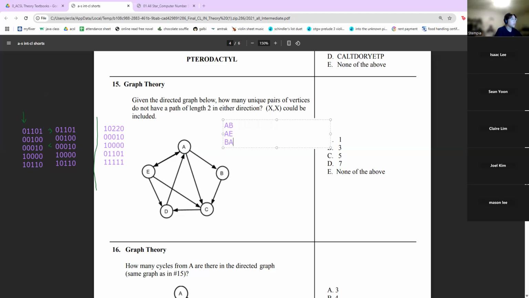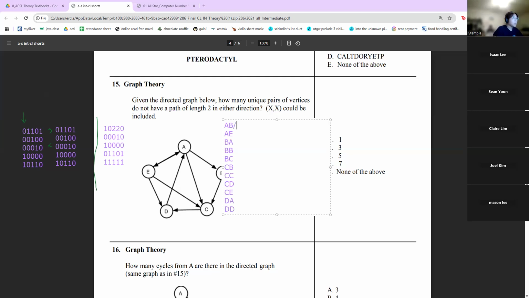Second row, B to A, B to B, B to C. Third row, C to B, C to C, C to D, C to E. Fourth row is going to be D to A, and then D to D. And then E has a path of 2 in every single direction, so we're not concerned with that. Now, out of this list, we then need to narrow it down to pairs of vertices. Pairs of vertices indicate paths where it goes in either direction. So we're talking about things like AB and BA or AE and EA and things like that. And this also includes our paths that start and end at the same vertex, so like CC, right?